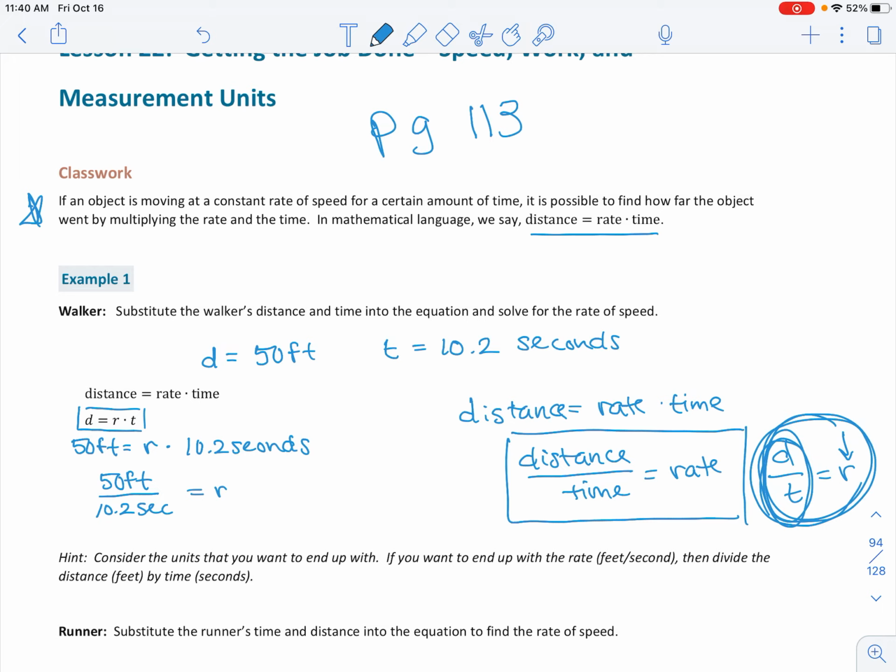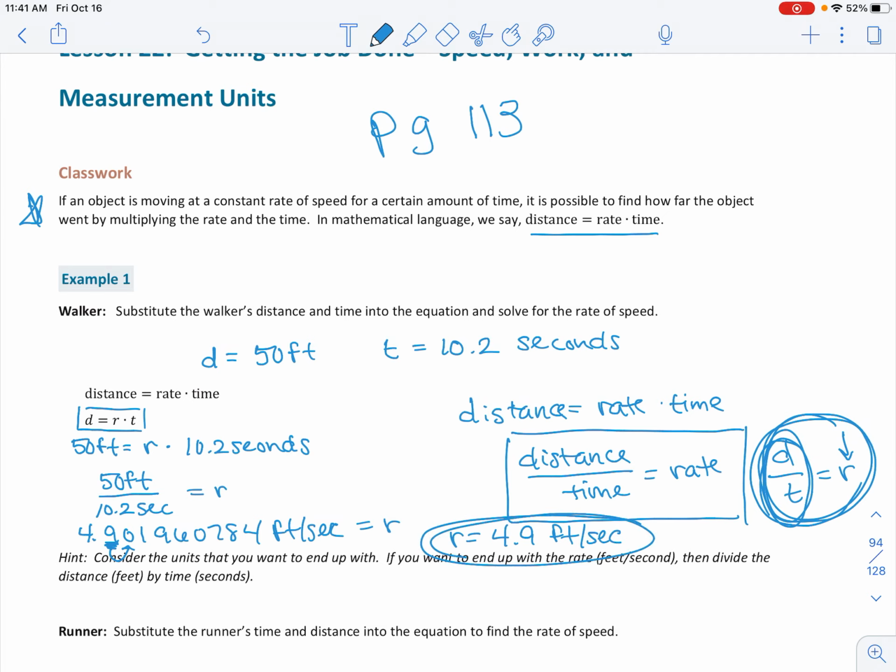So here, we want to find the rate. So we're dividing 50 divided by 10.2. And you can use your calculators here. If I divide 50 by 10.2, I get 4.901960784 feet per second is my rate. And we can generally round here. I'm going to round to the tenths place. To round to the tenths place, I look at the hundredths. It's a 0, so it's less than 5, so I keep my tenth the same. I end up with R equals 4.9 feet per second.